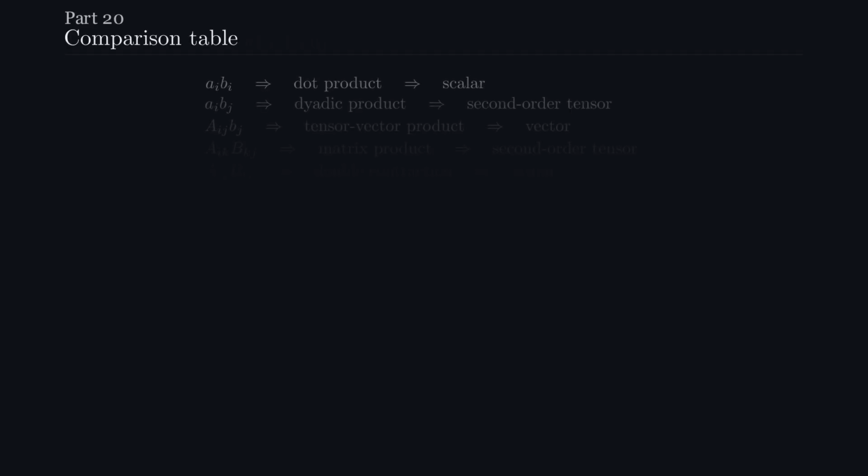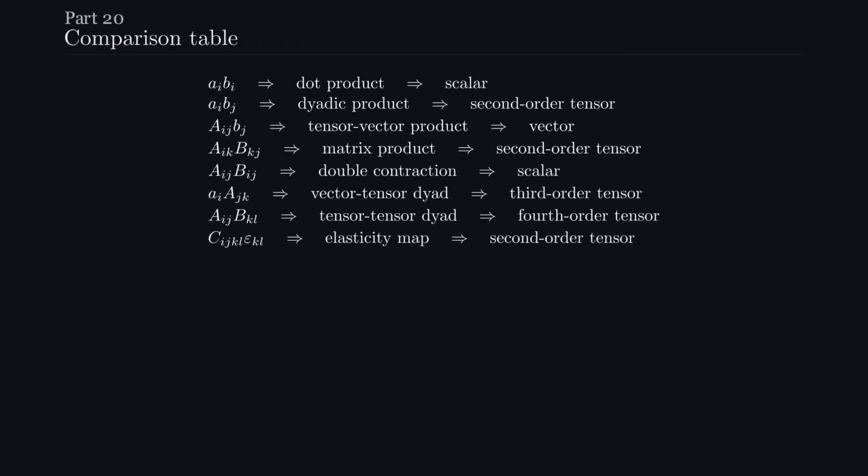This comparison table is the safest way to avoid confusion. A dot product contracts indices and gives a scalar. A dyadic product preserves free indices and creates a higher-order tensor. Matrix products and double contractions are different operations from dyadic products.